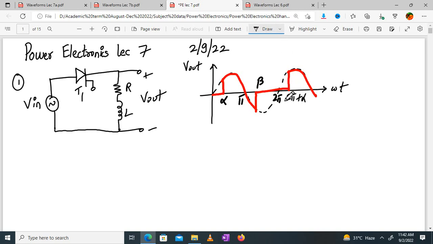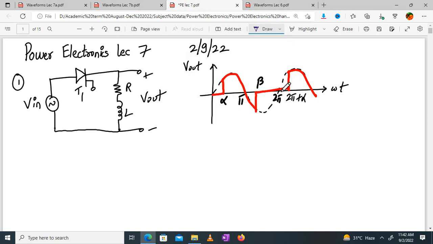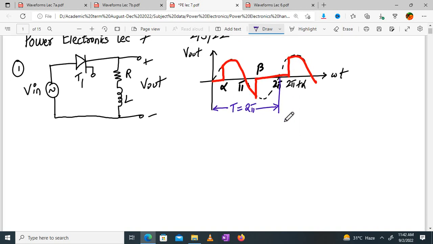What is one period? Period is the time duration in which the waveform is reproduced. So what is the period over here, 0 to pi or 0 to 2 pi? Yes. So 0 to 2 pi is my period. T is equal to 2 pi. Please mark that.